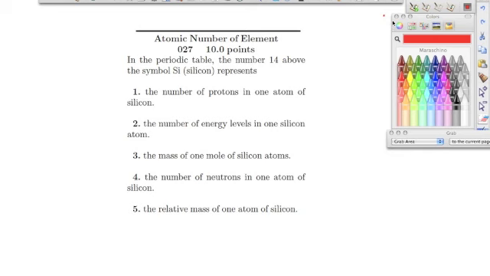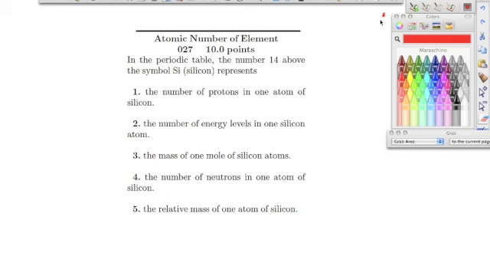Okay, number 27, it says in the periodic table the number 14 above the symbol silicon represents what? Now, on our periodic table, the numbers that are on the very top in the boxes representing each element, we know that number is going to be our atomic number. And the atomic number, which is the number above the symbol, always represents the number of protons in the atom. Remember that the periodic table is arranged by increasing atomic number or by increasing protons.